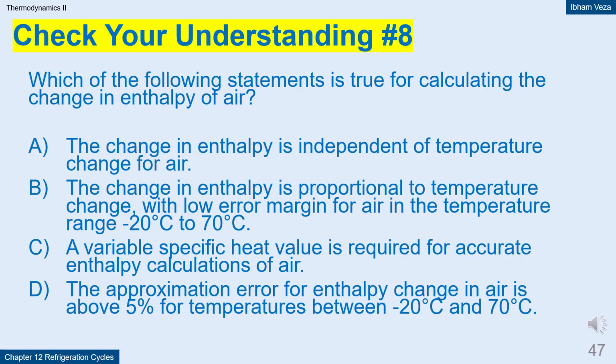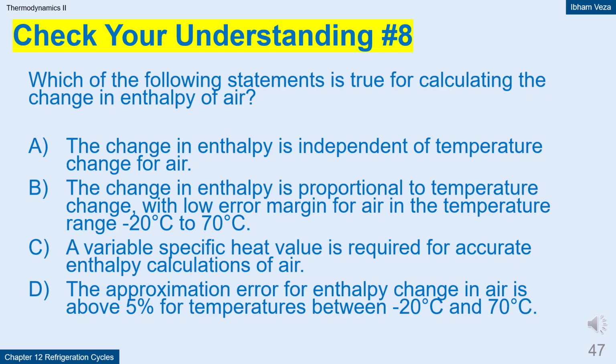Answer B. The change in enthalpy is proportional to temperature change, with low error margin for air in the temperature range minus 20 degrees Celsius to 70 degrees Celsius. Explanation. A. The change in enthalpy is independent of temperature change for air. This is incorrect because the change in enthalpy is directly proportional to temperature change for air, as stated in the question.